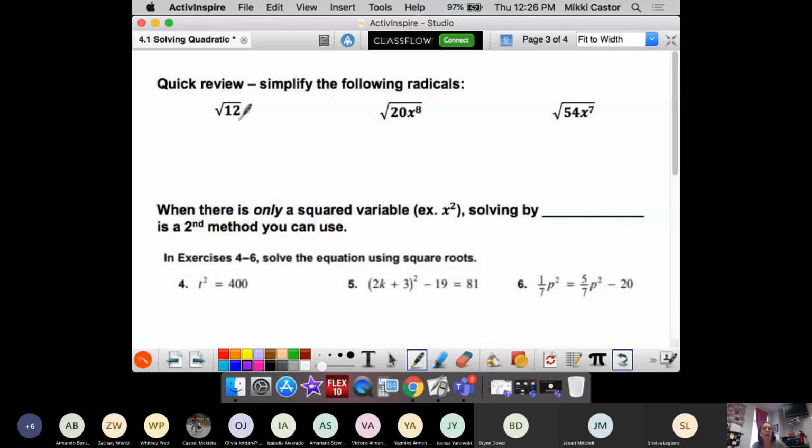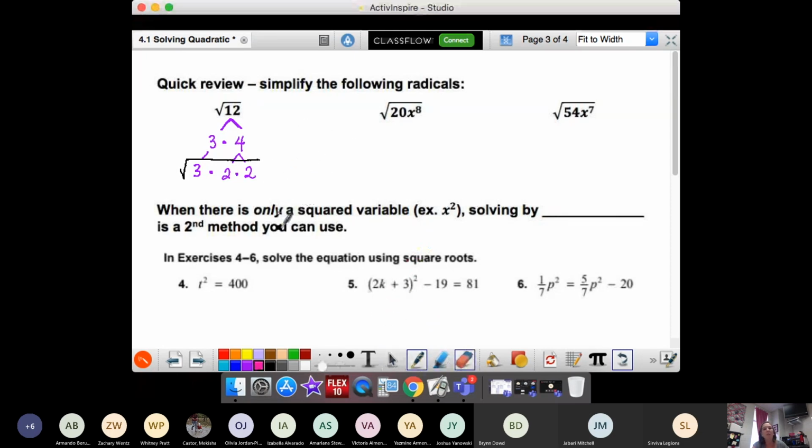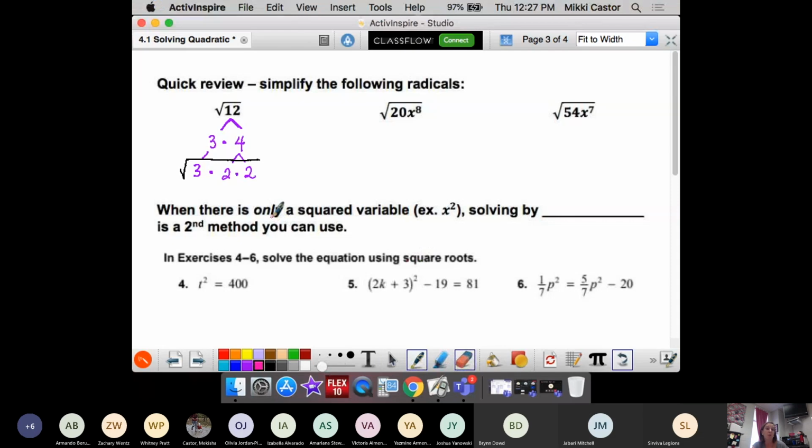So for simplifying a radical, the best way for me is to do a factor tree on it. So if I do a factor tree, I know 3 times 4 would give me 12. 3 is prime, so I would bring it straight down. The 4 would be 2 times 2. Okay, so basically the square root of 12 is the same thing as the square root of 3 times 2 times 2. And because I'm doing square roots, square would be 2. I'm looking for 2 of a kind. I'm looking for 2 of the same thing.